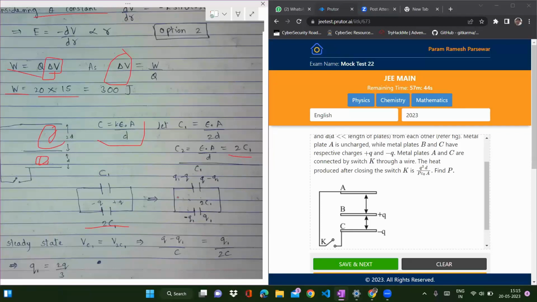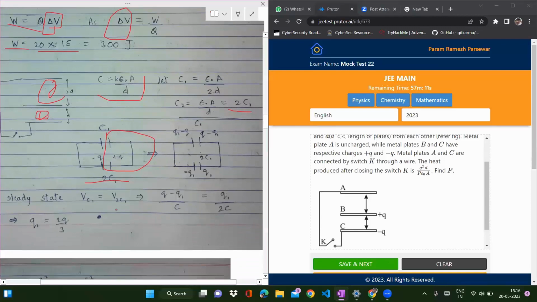In the steady state, the charges will be redistributed. Here it will be Q1 and minus Q1. The charge will be conserved, it will not be destroyed; the initial charge and final charge will be the same. So on this plate, which is connected to this plate, this part of the circuit will have plus Q charge conserved. So it is Q1 here, and it will be Q minus Q1 on the other, and similarly the negative charges will be there.